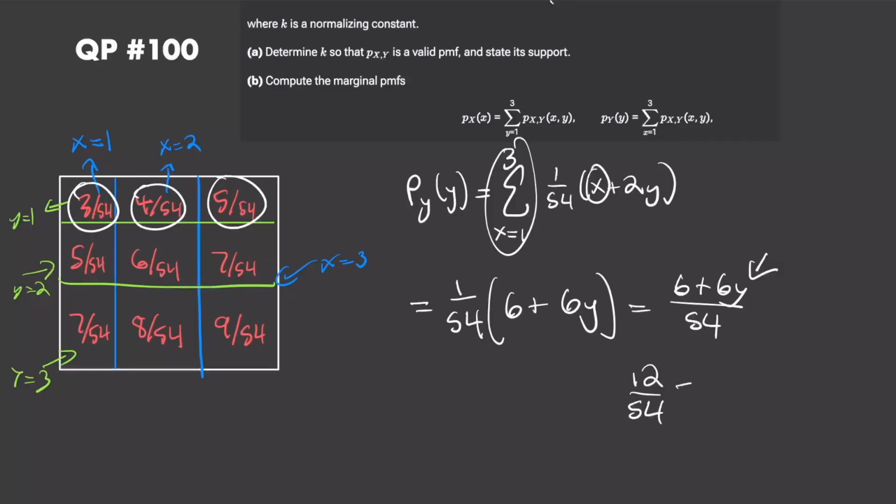That's 7 plus 5. That's also equal to 12 out of 54. Okay, now if y is equal to 2, we have 18 out of 54 when we plug into our formula, right? And then we have right here 5 plus 6 plus 7. That's 11 plus 7. That's 18 out of 54.